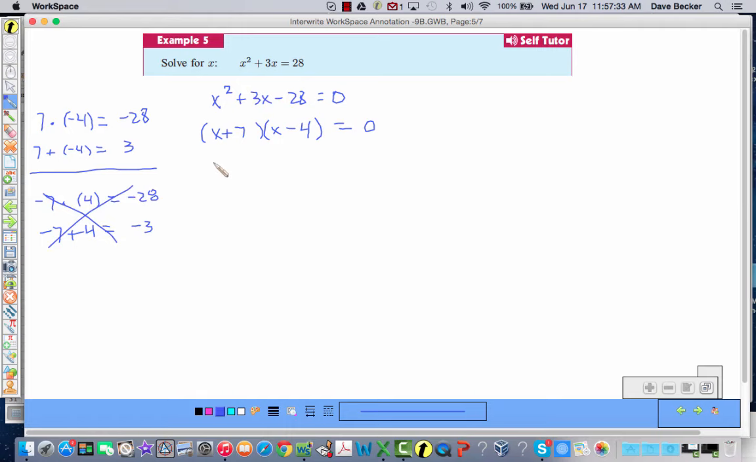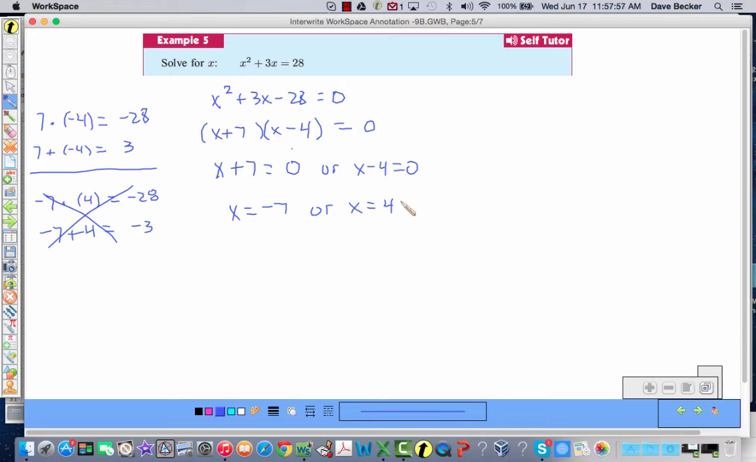Anyway, that's the thinking that you should be going through with factoring of a quadratic when the squared term has a coefficient of 1. So now we have x plus 7 equals 0, or x minus 4 equals 0, and so we get x equals negative 7 or x equals 4.